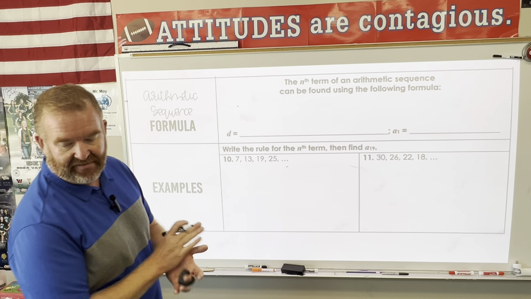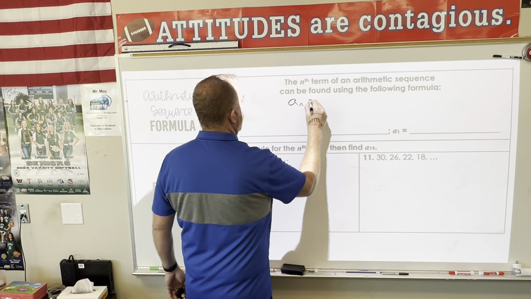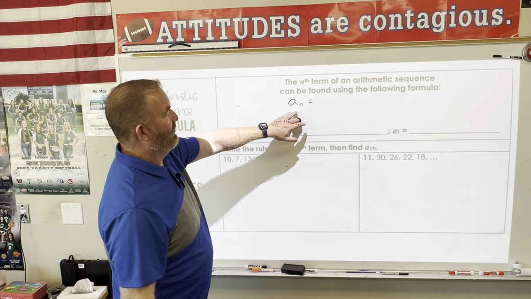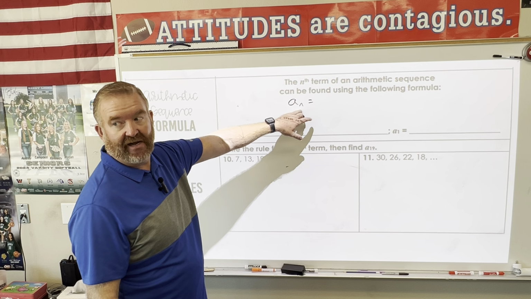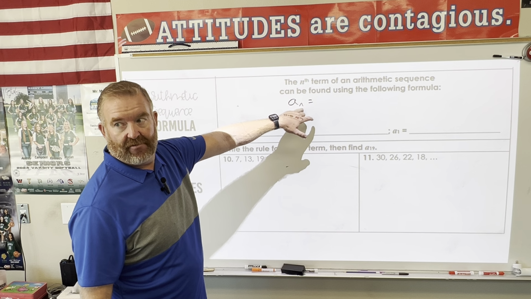So here's the equation. I'm going to give it to you, and I'm going to show you how to use it. So we have a_n equals. Now, a_n simply means whatever number they're asking you to find. So if they want the 25th term, that would be a with a 25 down there.